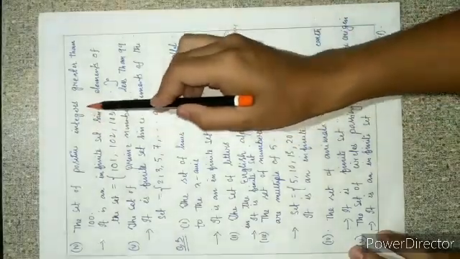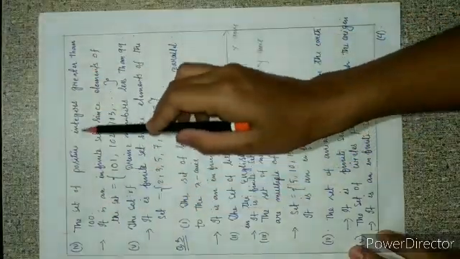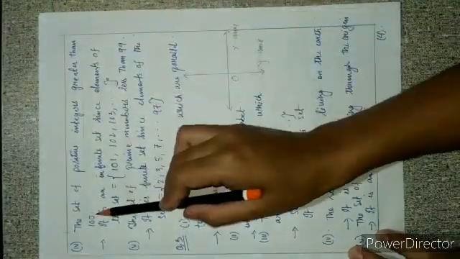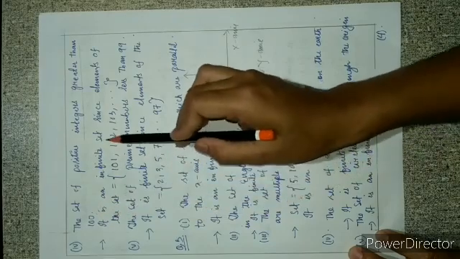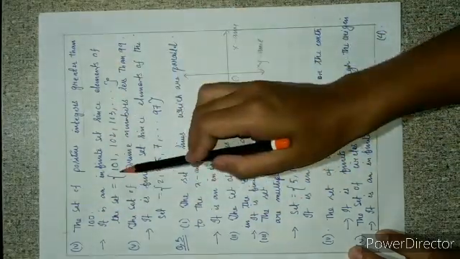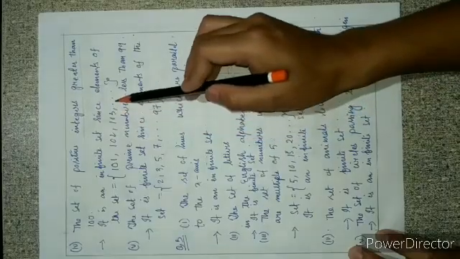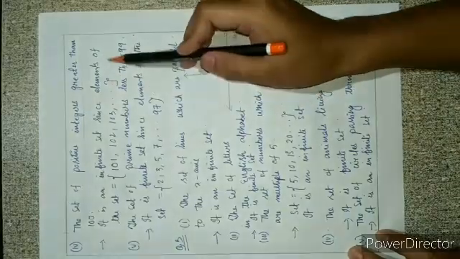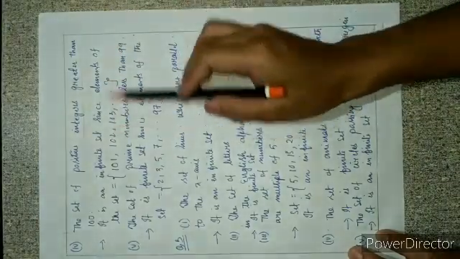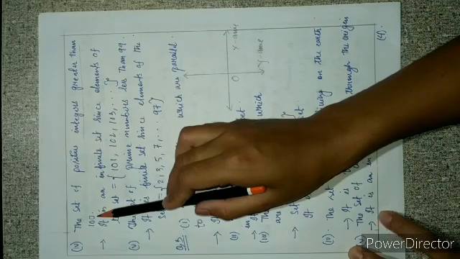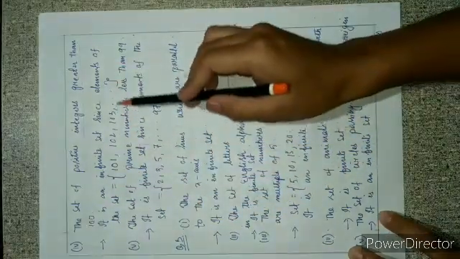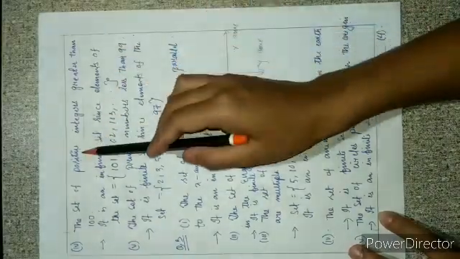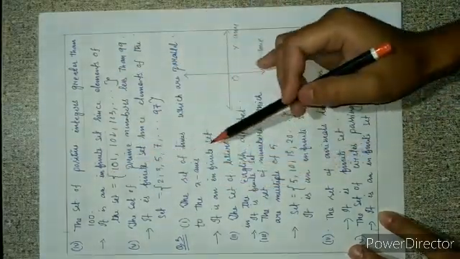The set of positive integers greater than 100. It is an infinite set since the elements of the set are 101, 102, 103, 104, 105. Then we cannot write all the positive integers which are greater than 100. All the elements are uncountable, so this is an infinite set.